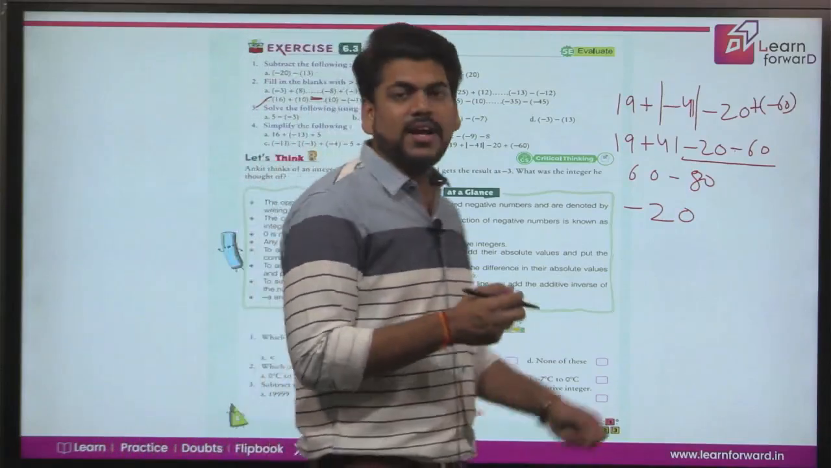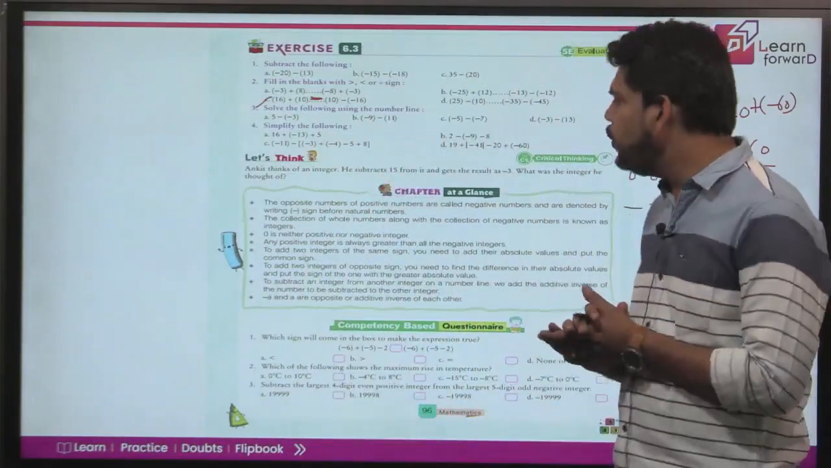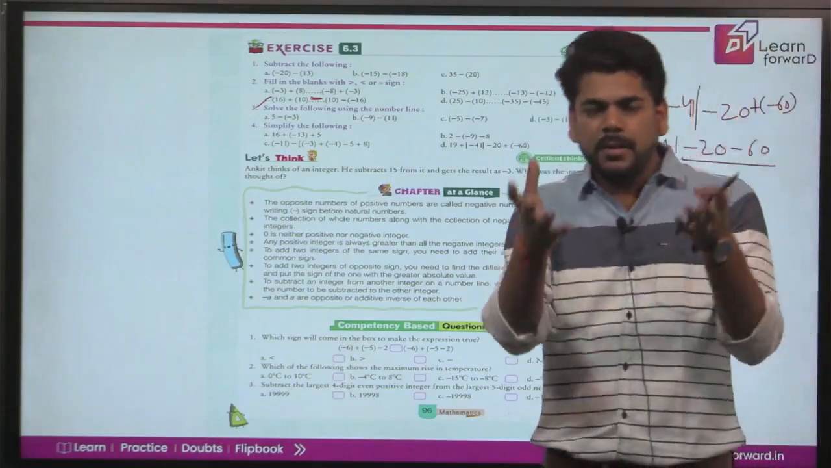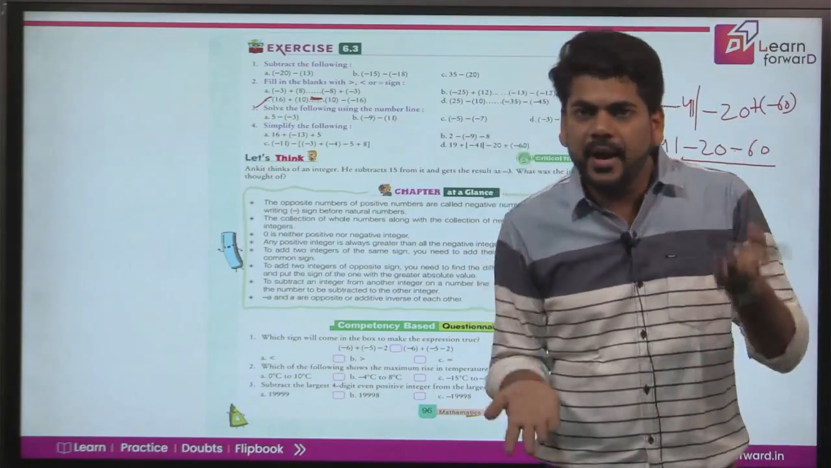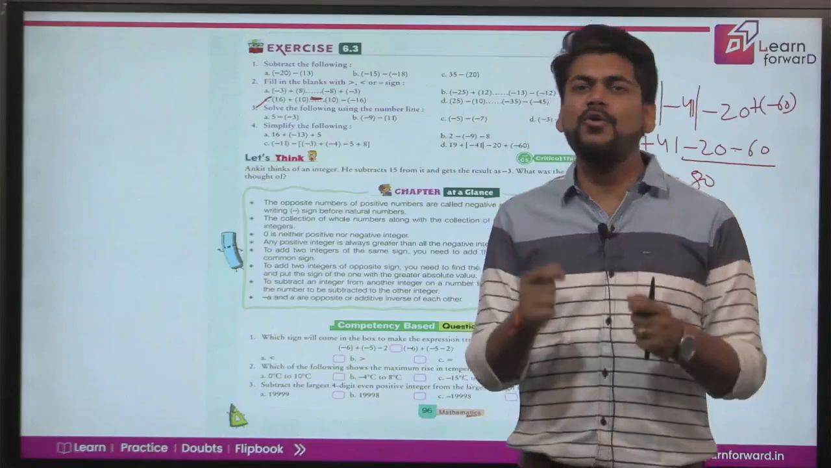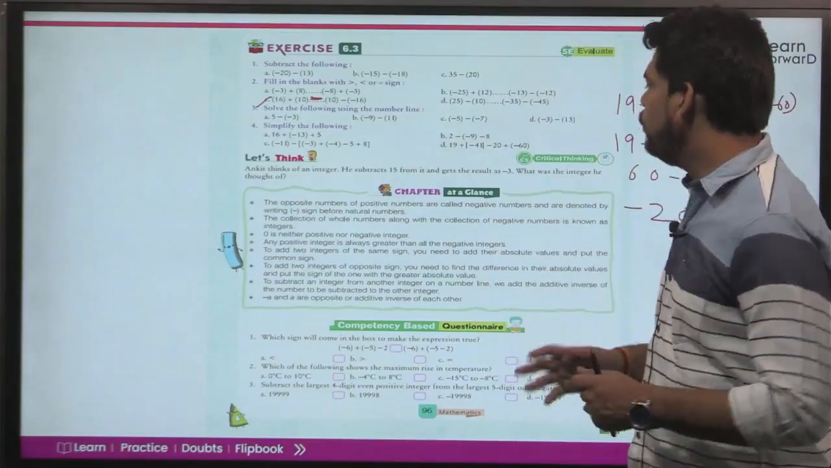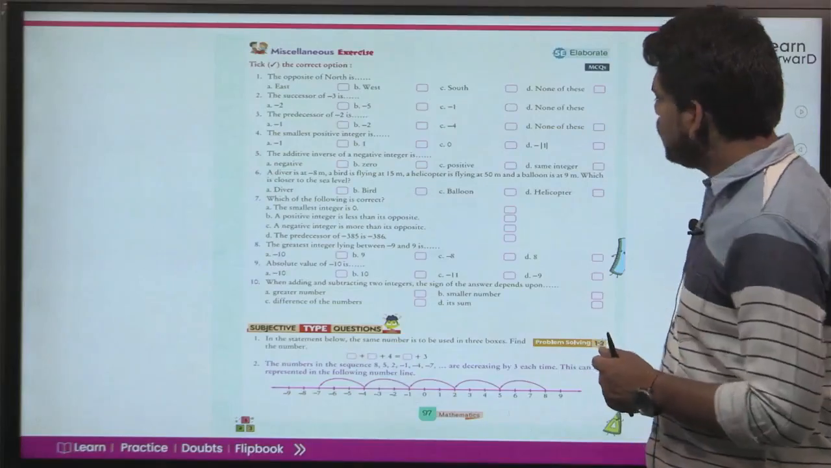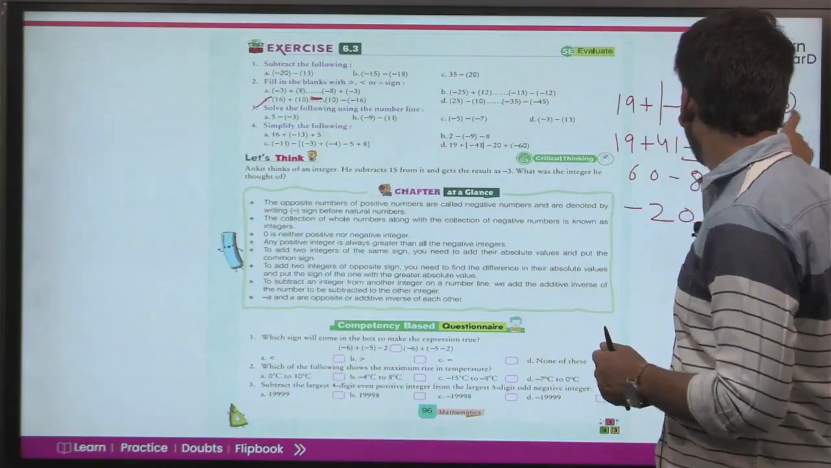So I believe the concept of integers is clear to you. We have studied what are integers, how do we place them on number line, how do we compare them, how do we add them, how do we subtract them. So do the practice of all these questions. Ask your doubts to your teachers, your friends. Fine.